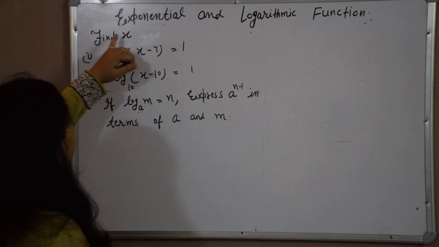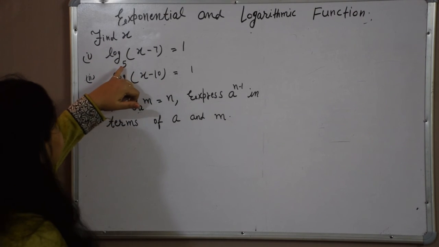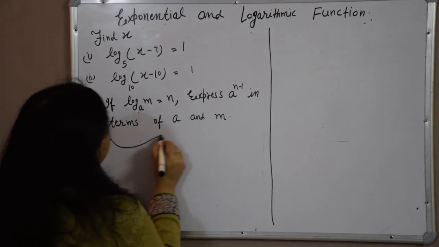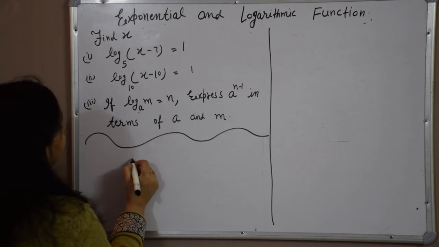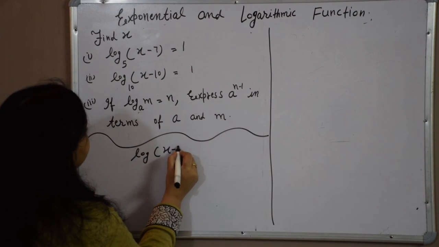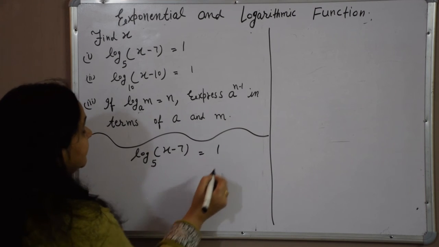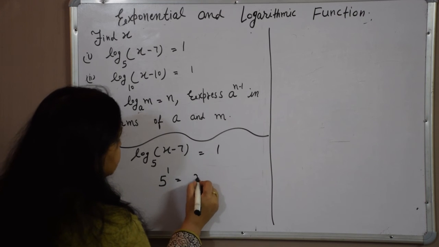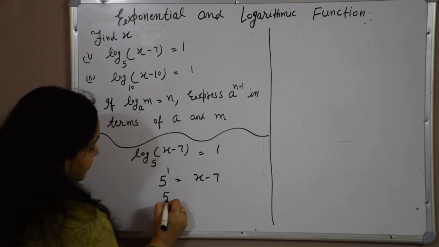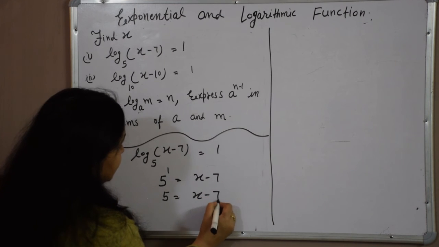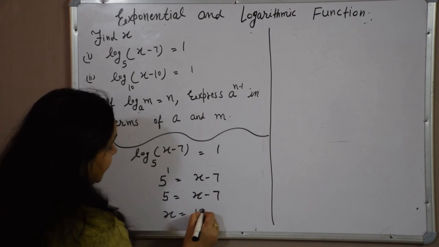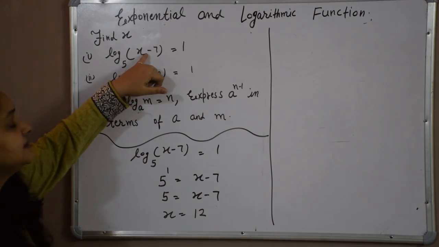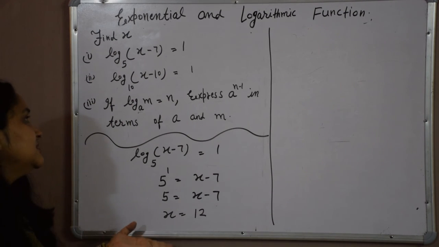Now consider, find x. Log of x minus 7 to the base 5 equals 1 is given to us, and we have to find the value of x. First question, log of x minus 7 to the base 5 is equal to 1, and we can write it in the exponential form as 5 raised to power 1 is equal to x minus 7. 5 raised to power 1 is 5, so 5 is equal to x minus 7, so x is equal to 12. So we are not solving it directly, we have to find the value of x, and it is a linear equation. Like a linear equation, we can solve it very easily.